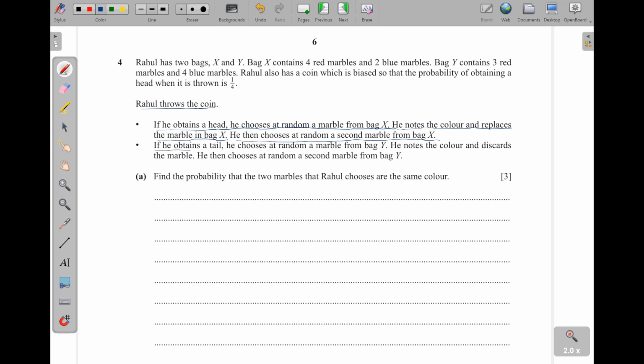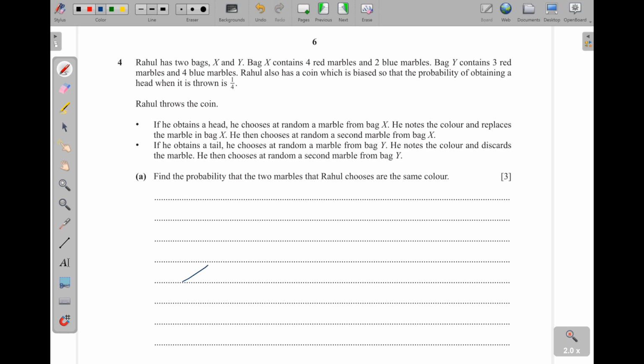Then if he obtains a tail, he chooses at random a marble from bag Y. He notes the color and discards the marble. That is now picking without replacement. He then chooses at random a second marble from the bag. So in here, the totals are reducing by 1 when we are picking without replacement.